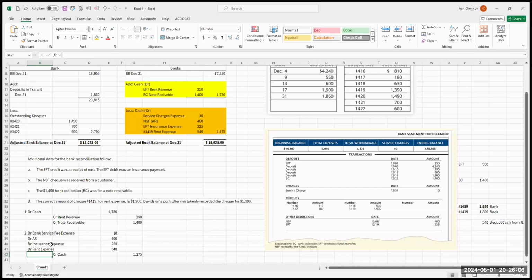And once we do those two journal entries, our cash naturally is going to come to 18,025. Why? Because we started with $17,450. Once we add 1,750 and deduct 1,175, our balance in our cash books will be $18,025. And that's your first question here. That will be question 1.